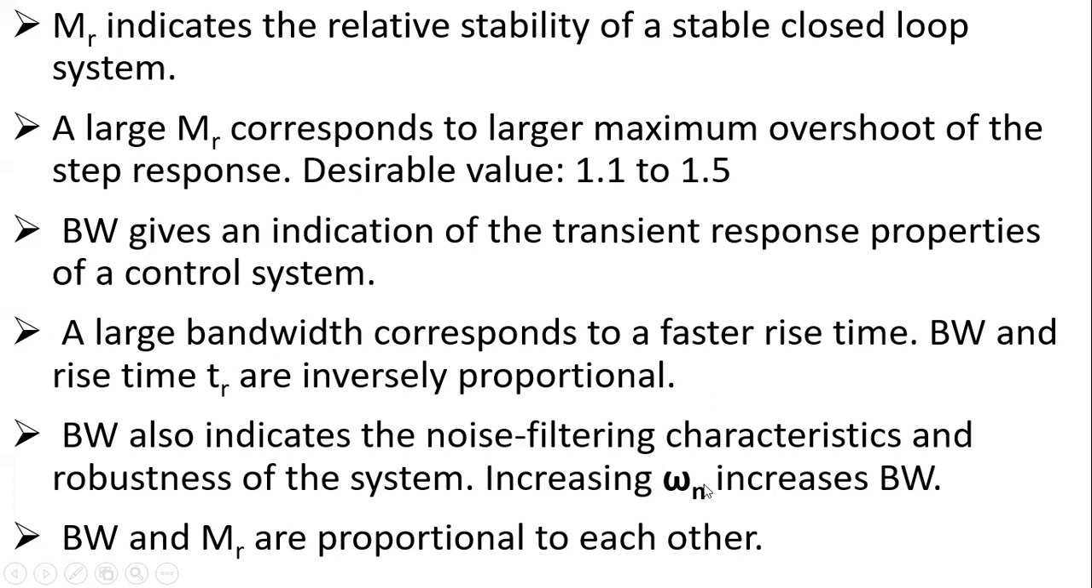Increasing the natural frequency increases the bandwidth. So bandwidth and M R are proportional to each other. If the resonant peak is more, naturally it will take a longer time to reach 70.7% of its zero frequency value, because of which the bandwidth will also be more. So if the resonant frequency is more, the bandwidth of the control system is also more.